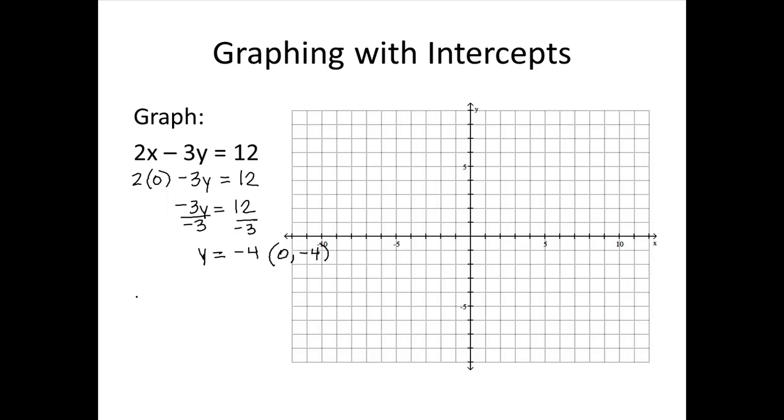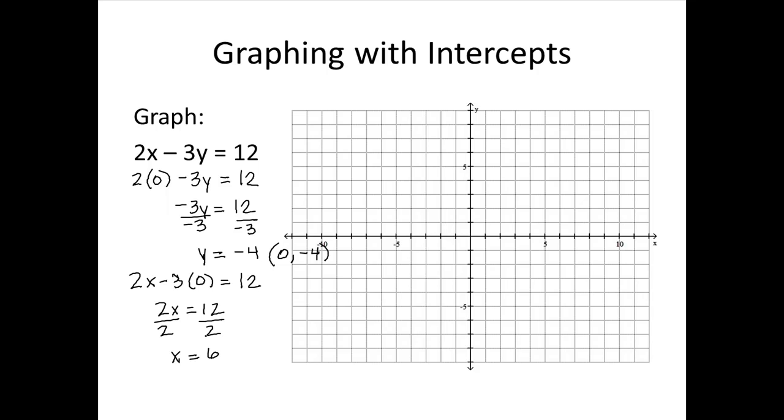To get the x-intercept, remember we plug in 0 for y. We can do that because we didn't get the origin when we plugged in 0 for x. So now we say, okay, 2x minus 3 times 0 is equal to 12. So 3 times 0 is just 0. That leaves me 2x is equal to 12. I divide both sides by 2, and I get x is equal to 6.